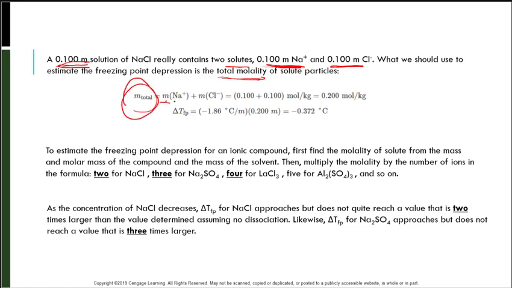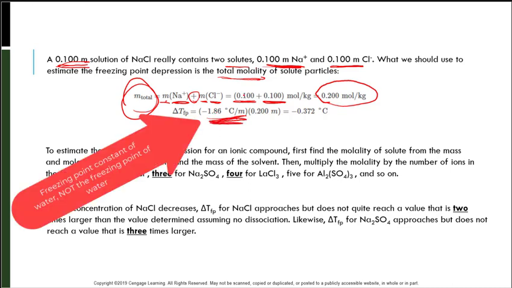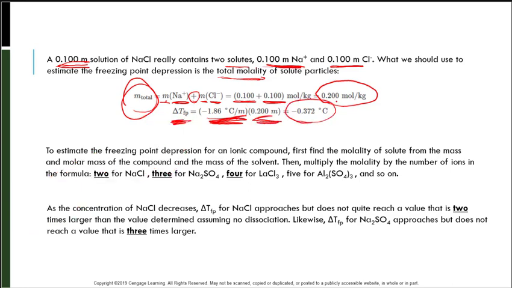We're going to take the molality of the Na+ ions plus the molality of the Cl- ions. So 0.1 plus 0.1 is equal to 0.2 moles per kilogram. Then I can find that freezing point depression by taking the freezing point constant of water times 0.2 to get that it would freeze 0.372 degrees lower than the freezing point of water.